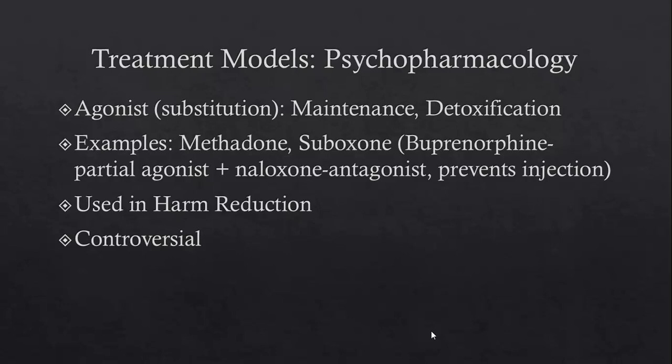This agonist substitution is one of the techniques used in something called harm reduction, which I'll talk about in a moment. But it's sort of controversial. Some people say, why wouldn't we want to give people agonist substitution? It lets them have a normal life. It helps families stay together. They can work. They can not get diseases. They're not going to be injecting anymore. They're going to be monitored by doctors and nurses while they're taking the drug. And there's a lot of good that comes out of it.